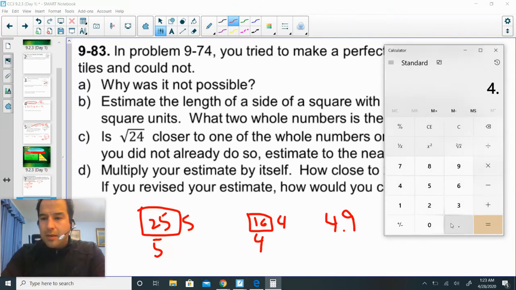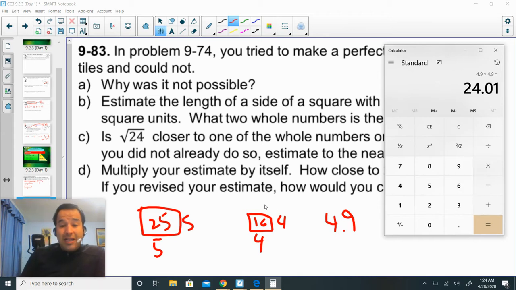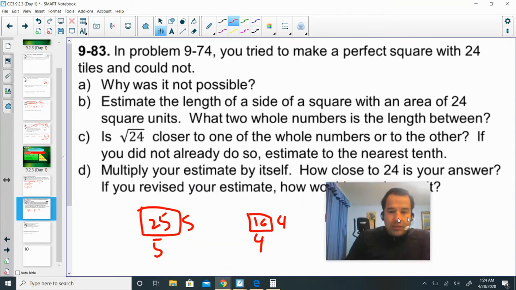So can I type that in? 4.9 times 4.9. Ooh, 24 point... That's pretty good. What if I had done 4.8 times 4 and 8 tenths? I should be saying 4 and 8 tenths, shouldn't I? I get 23. That's a little too low. So I was pretty good there. 4 and 9 tenths times 4 and 9 tenths gives me about 24.01. That's about as close as I'm going to get. So that's pretty good. Cool. Is that what you estimated?